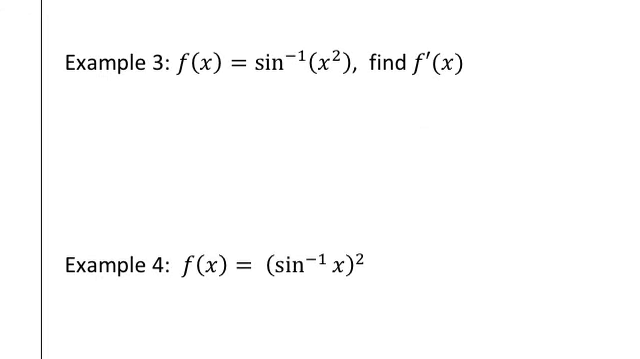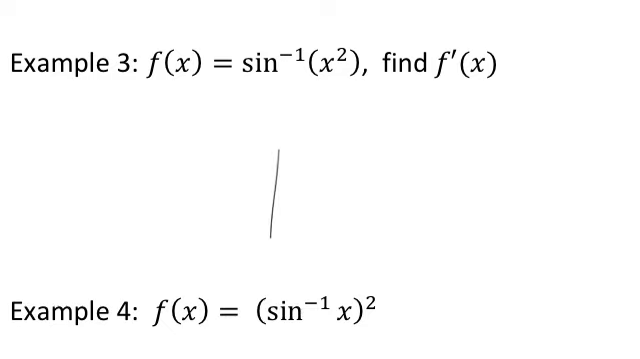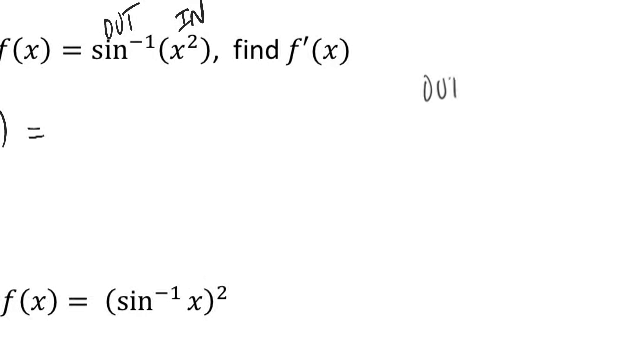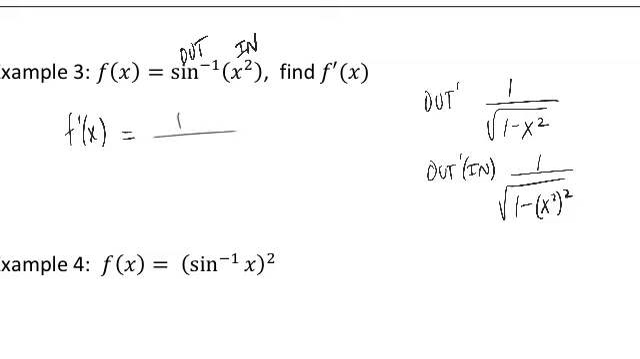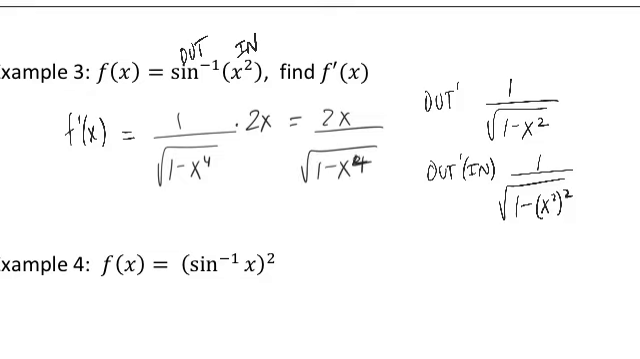Okay, last couple of examples. Here I have f of x equals sine inverse of x squared. So sine inverse is our outside function, x squared is the inside function. So f prime of x is equal to out prime of in. Remember, out prime is the new formula, 1 over rad 1 minus x squared. Out prime of in, the in is x squared already, so it's 1 over square root of 1 minus x squared squared, which becomes x to the 4th. So I'll have out prime of in times in prime, and I would just write it like this. Oh, x to the 4th.